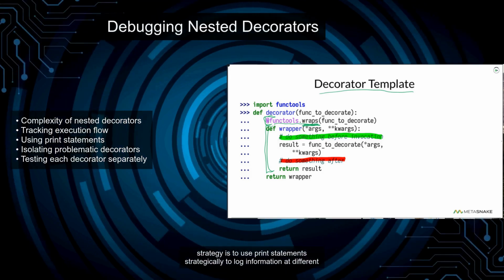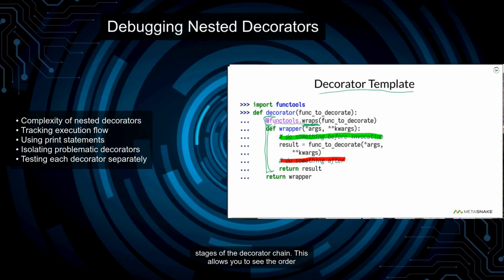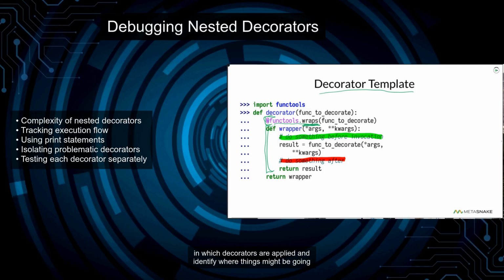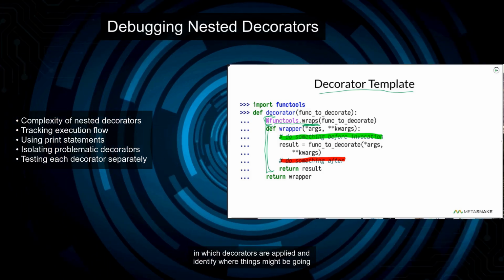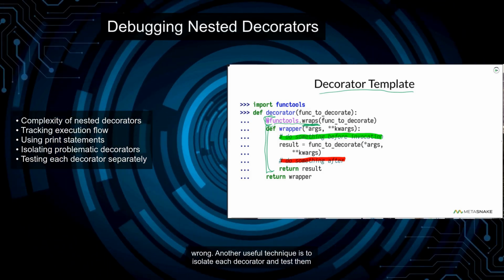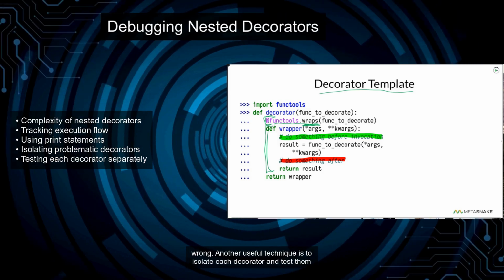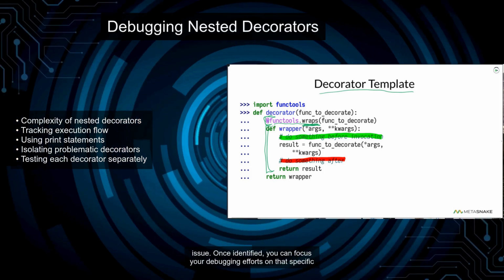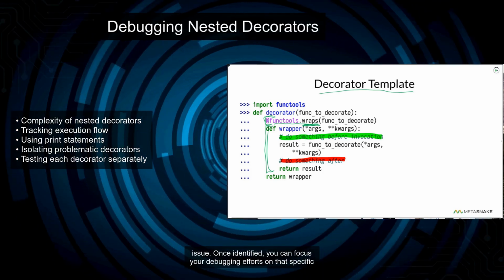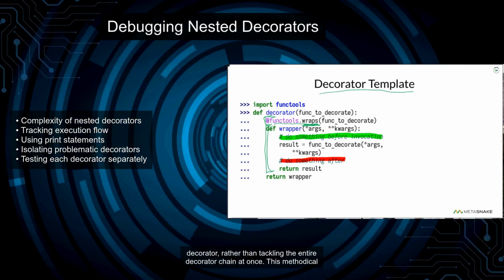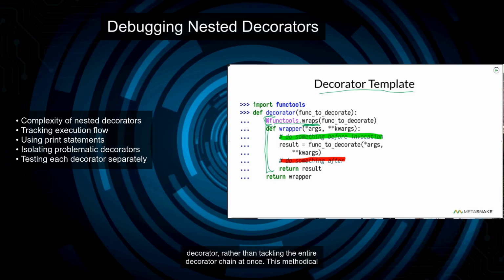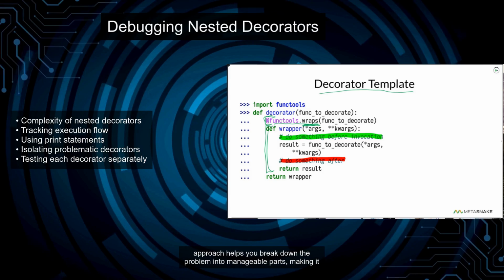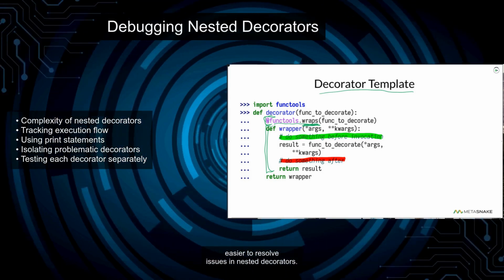When multiple decorators wrap a function, tracking the execution flow can become challenging. One effective strategy is to use print statements strategically to log information at different stages of the decorator chain. This allows you to see the order in which decorators are applied and identify where things might be going wrong. Another useful technique is to isolate each decorator and test them individually. By doing so, you can pinpoint which decorator is causing the issue. Once identified, you can focus your debugging efforts on that specific decorator, rather than tackling the entire decorator chain at once. This methodical approach helps you break down the problem into manageable parts, making it easier to resolve issues in nested decorators.